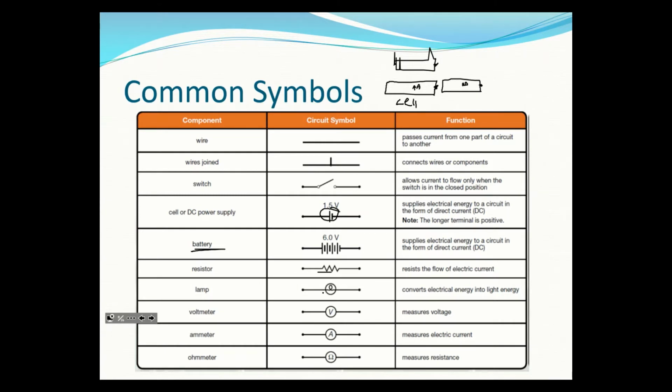This is a resistor, a light bulb, voltmeter, ammeter, ohmmeter. And the only other one that's not on here that you need to know is that sometimes you'll see an AC power source. So this is what an AC power source will look like. So sometimes you'll see that, and that's what it is.